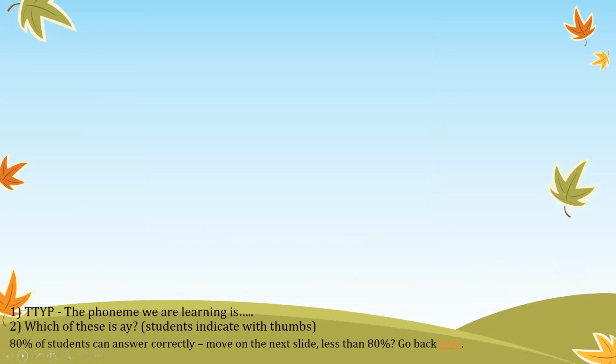This next slide is your opportunity to check in and see whether children have become familiar enough with that grapheme to be able to use it to read and spell. So TTYP stands for talk to your partner, and you want the children to have the opportunity to talk with the person next to them and tell them what they're learning. You might have to model this sentence structure a little bit until they get the idea, but the phoneme we are learning is A. You want the children to be saying that to their partner. They're learning to use a full sentence.